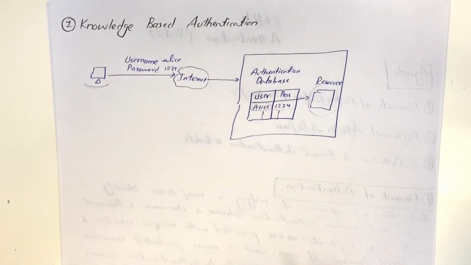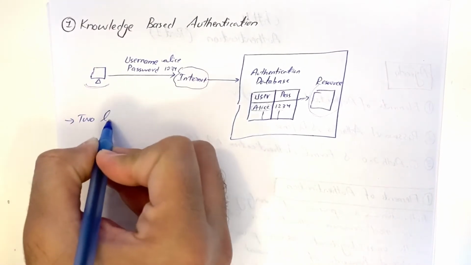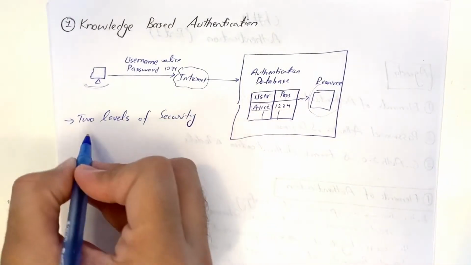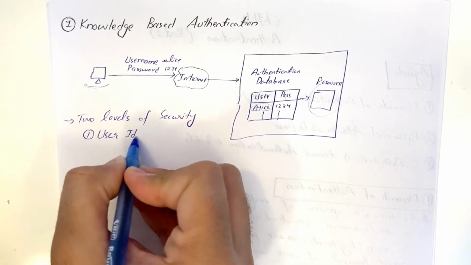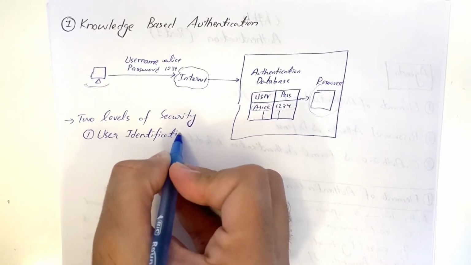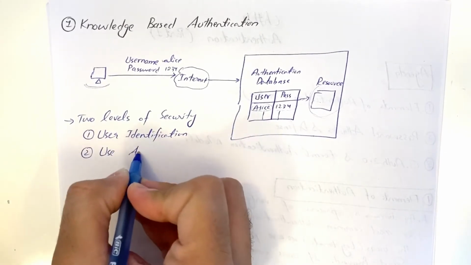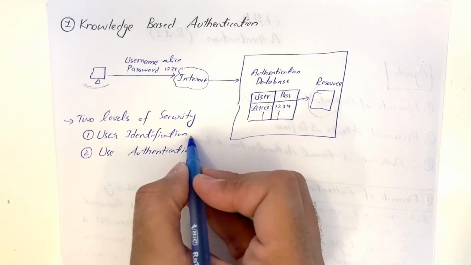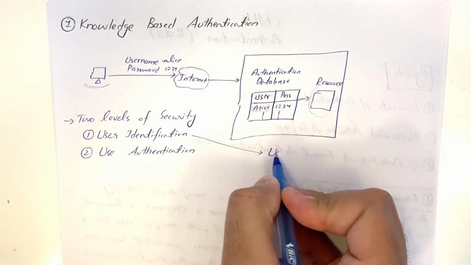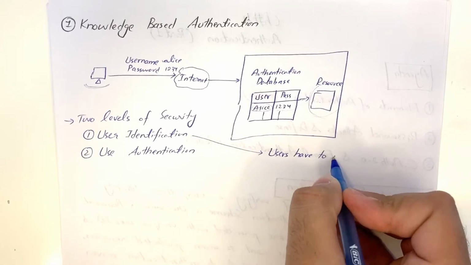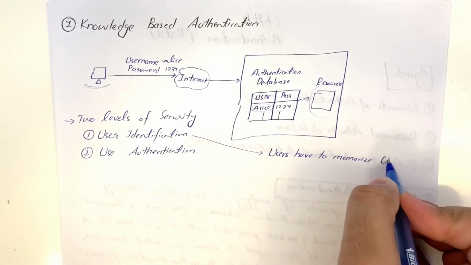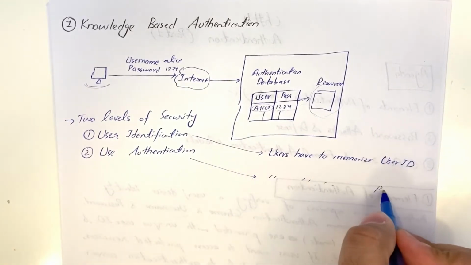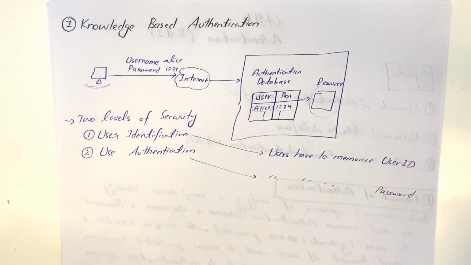So this knowledge-based authentication mainly provides two levels of security. Number one, user identification. Number two, user authentication. For user identification, the user has to remember the user ID. And for user authentication, they have to memorize the password. That's basically the two levels of security.